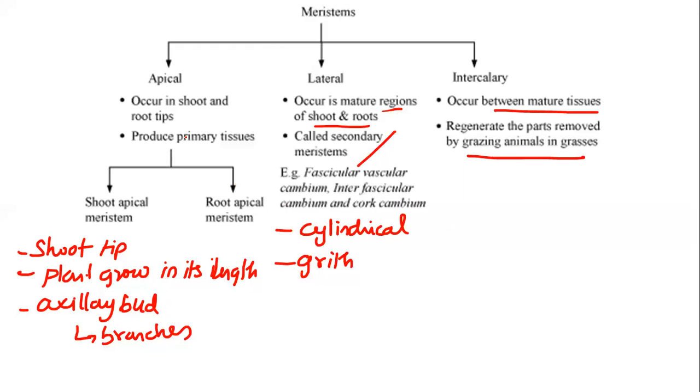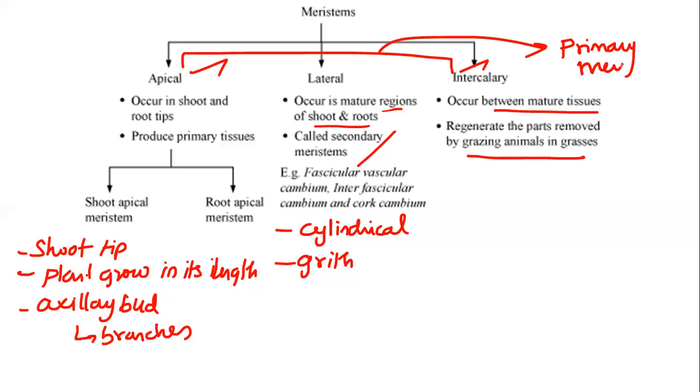Here you can see that apical and intercalary meristem both are considered primary meristem, whereas the lateral meristem is considered secondary meristem. Why is it primary meristem? As apical and intercalary meristems appear early in the life of the plant, which forms the primary plant body, they are considered primary meristem.